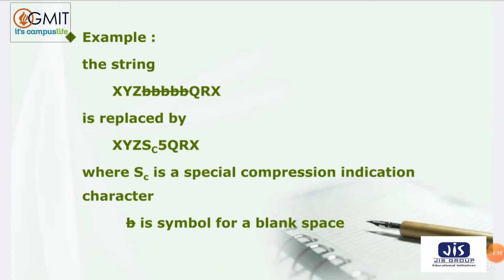Look, this is an example. Suppose the string is xyz bbbbb qrx, and it is replaced by xyz sc5 qrx, where sc is a special compression indication character, b is for blank space, and 5 is the count. Why? Because there were 5 b's there, and then qrx. So it becomes much easier and lighter, in the sense that a small volume or storage space is required for this.